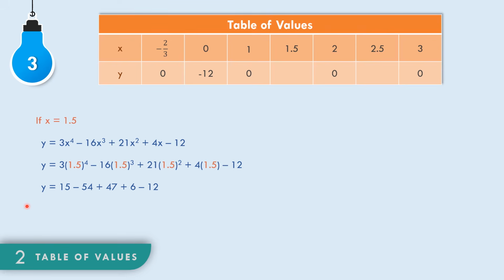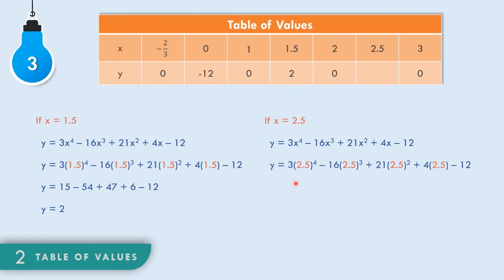Let us identify the value of y. So 15 minus 54 plus 47 plus 6 minus 12, the value of y is equal to positive 2. If x is equal to 1.5, y is equal to positive 2. What if x is equal to 2.5? Let us replace all the values in the given equation.